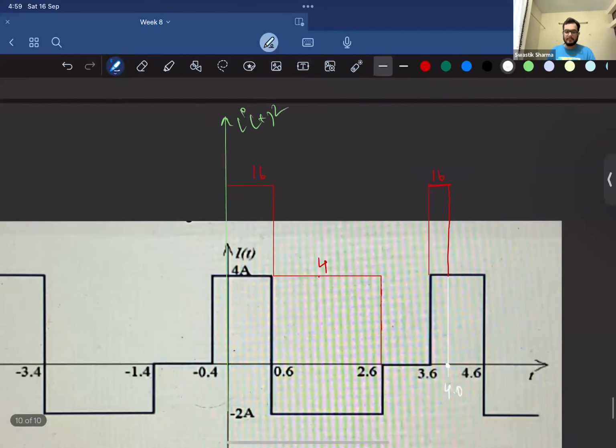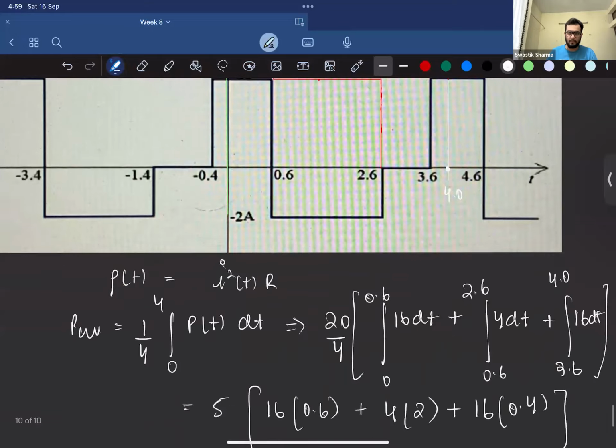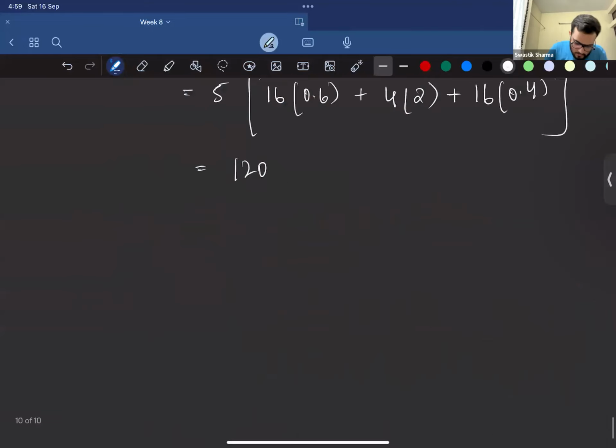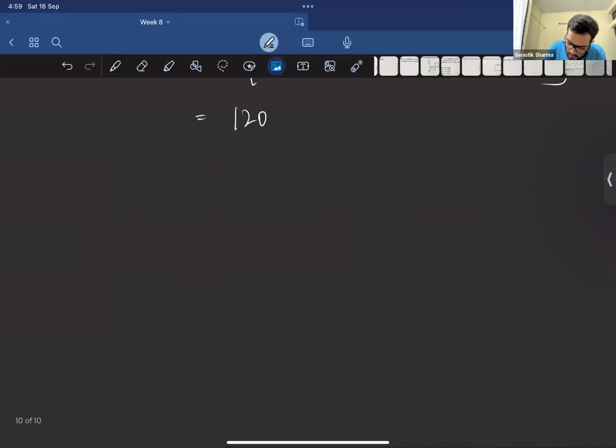So any doubts until this point? Okay, let's continue.